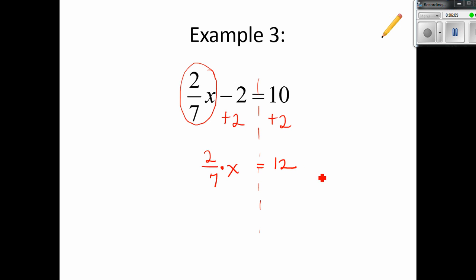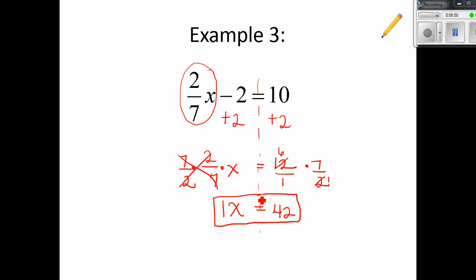2/7 is being multiplied by x. And if you recall, we talked about dividing by a fraction in class the other day, and we wouldn't divide by a fraction, we would multiply by the reciprocal. So we're going to multiply by the reciprocal on both sides. That cancels to make 1x, and 12 times 7 over 2 would come out to be 42. And how I did that in my head is I made the 12 a fraction. 2 goes into 12 6 times, and 6 times 7 is 42. So I didn't even need a calculator there.